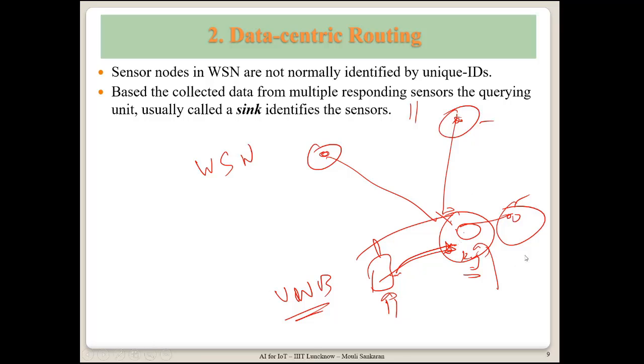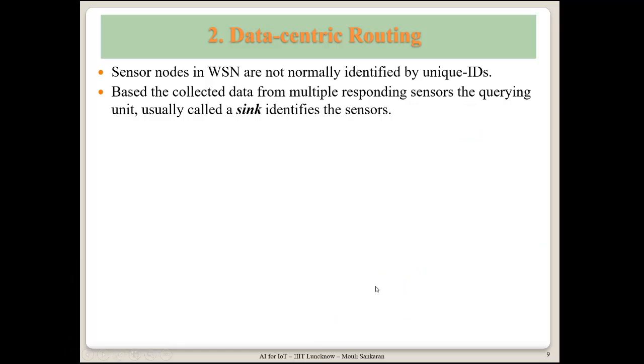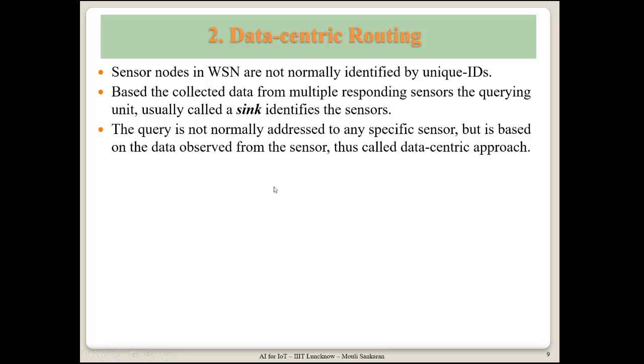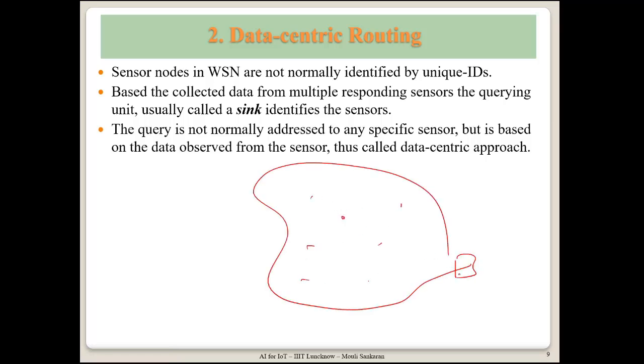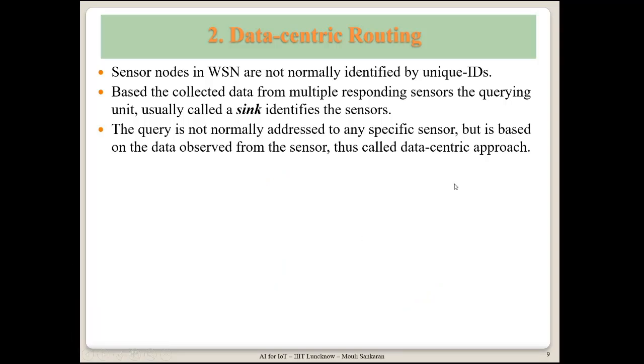Whereas any of these devices do not know exactly, they don't have a unique ID associated with them. Maybe we will identify that it is coming from a mobile or coming from a key, but there is nothing specific addressed to that particular node in the network. So it's data-centric routing. The sink is the one which is collecting information from different nodes. They send a query to each of the nodes and then collect information from them and then try to find out the location, based on the nearby known sensors, if it is required.